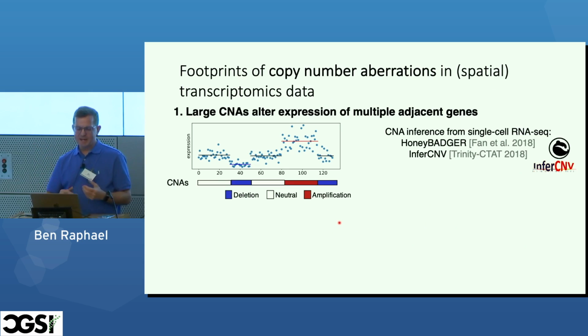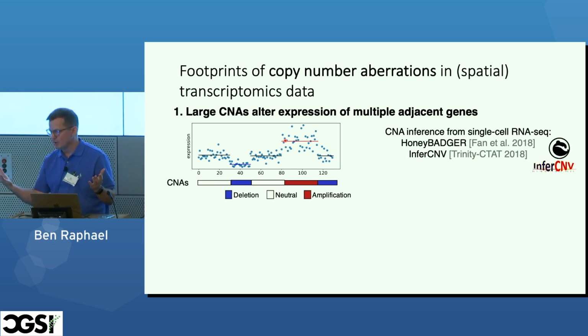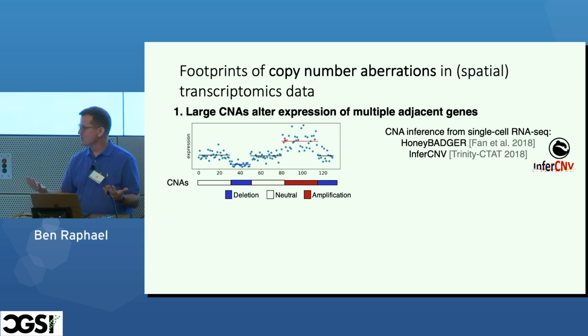The reason is that if you have a big duplication or deletion in the genome, it can change the expression of many genes in that region of the genome. If I delete a whole chromosome, then the expression of all the genes on that chromosome is going to be perturbed. Anything that's normally expressed would suddenly be less expressed if there's one fewer chromosome. If you delete both chromosomes, nothing from that chromosome can be expressed. With amplification, there's also some increase in expression that can happen. So large copy number aberrations alter the expression.